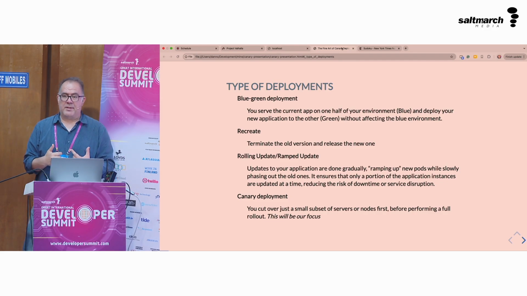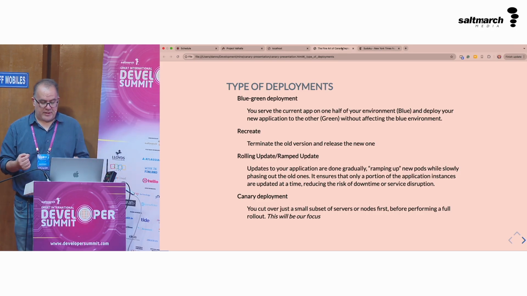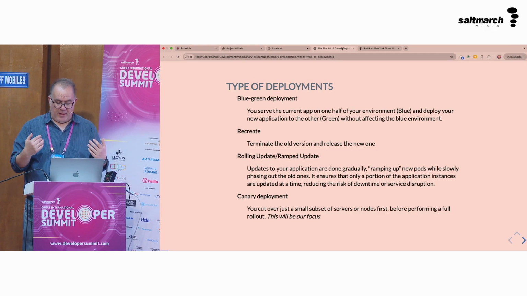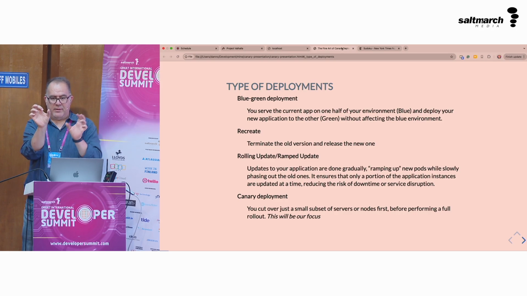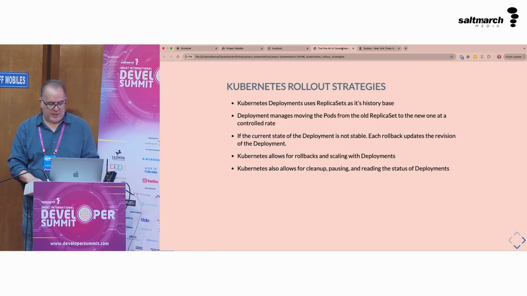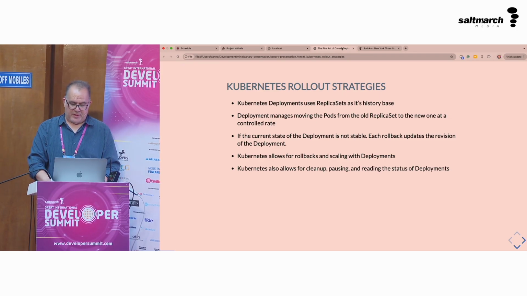But Canary deployment is the one that I'm going to be focused on for the most part. Canary deployment is where you cut over just a small subset of servers or nodes first before doing a full rollout. So you just take one of them and keep the rest there, and do some metrics on it. And then when you're ready, just add another and add another and add another. That's what we're going to be talking about. But first, the Kubernetes rollout strategies.